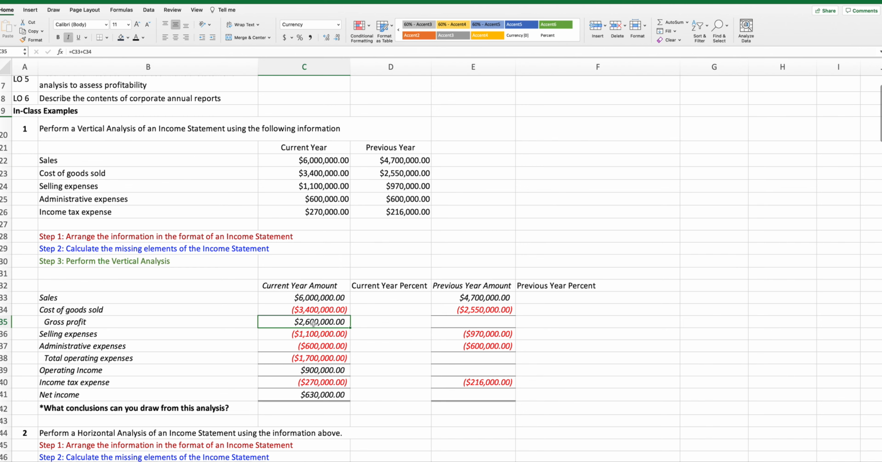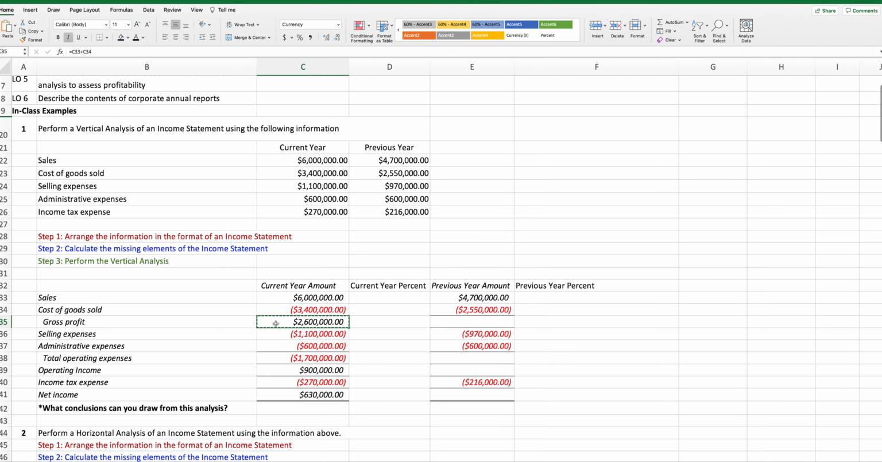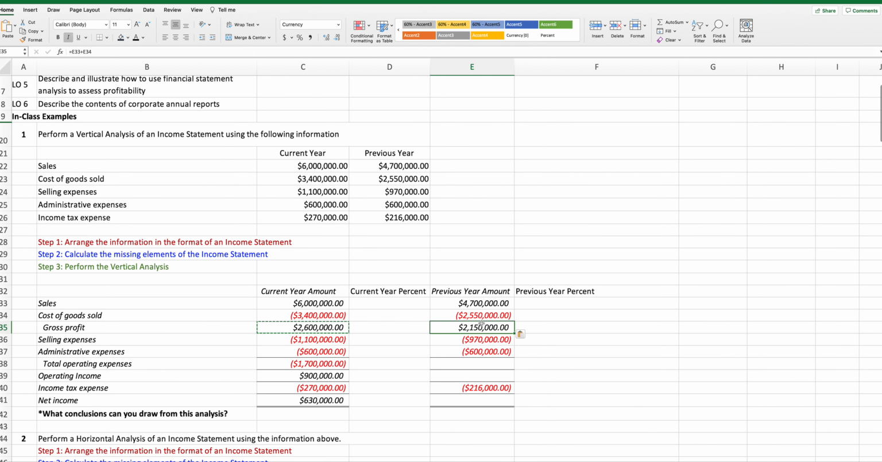I could come over here to my current year, and I'm going to click copy. I'm not copying the result, I'm copying the formula. And I know this is super tiny up here at the top, but I'm copying the formula. I'm going to paste it over here in the previous amount. And when I open it up, you can see that I copied the formula that said, pick this cell over this cell. I'm going to do the same thing with my total operating expenses and with my income.